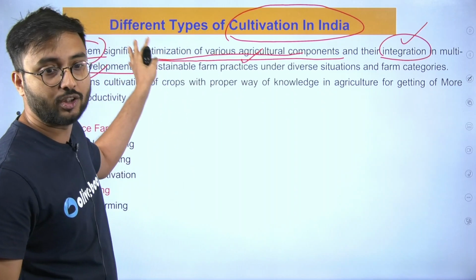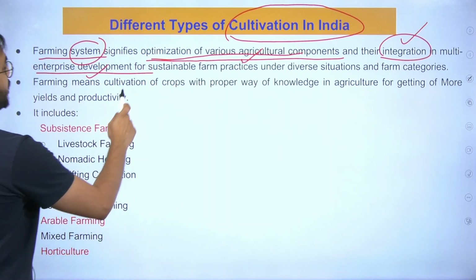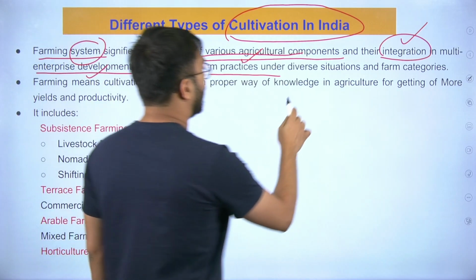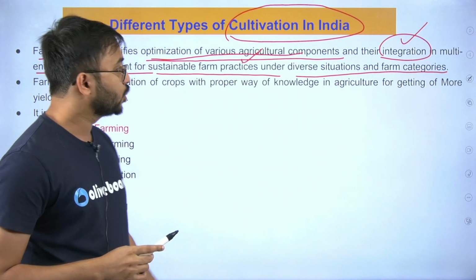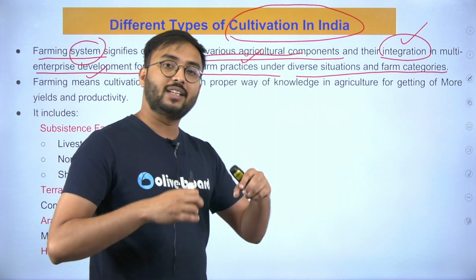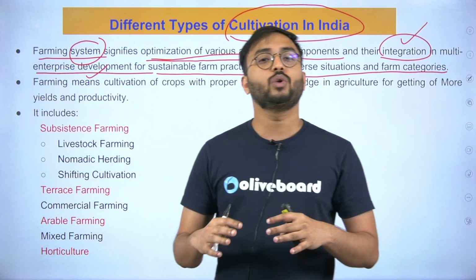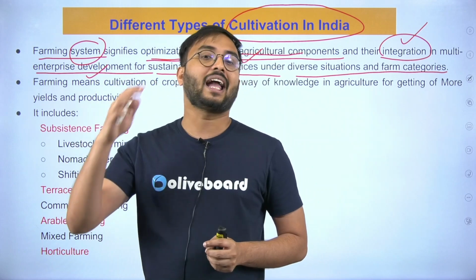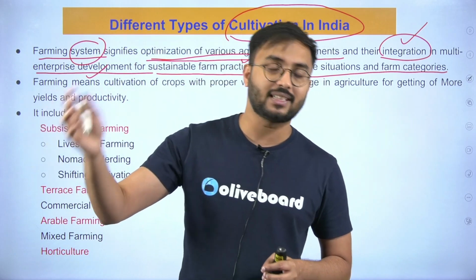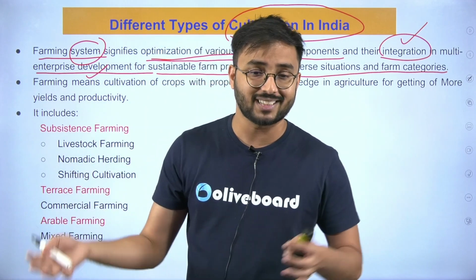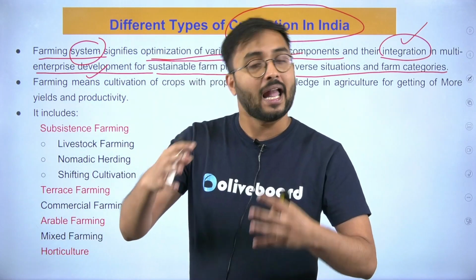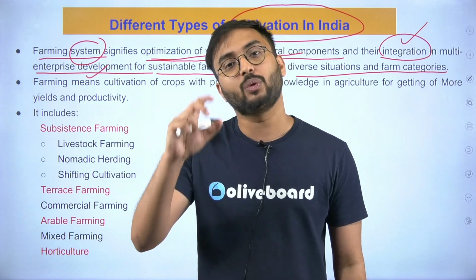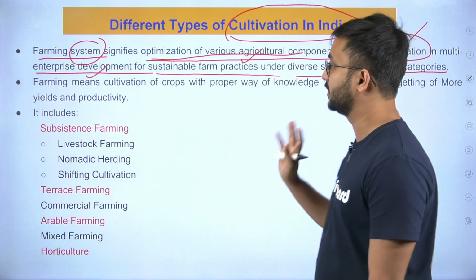These enterprises come together and such sustainable farm practices are carried out under diverse situations and farm categories. So farming systems are an umbrella term in which you are doing normal cropping and farming activity, in which multiple other agricultural processes, activities, resources and components come together and work in synchrony. Overall, we try to carry out agricultural activity in such a way that we get higher output. So this is what a farming system is.